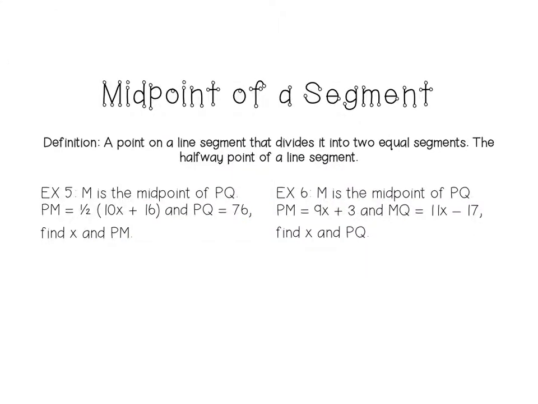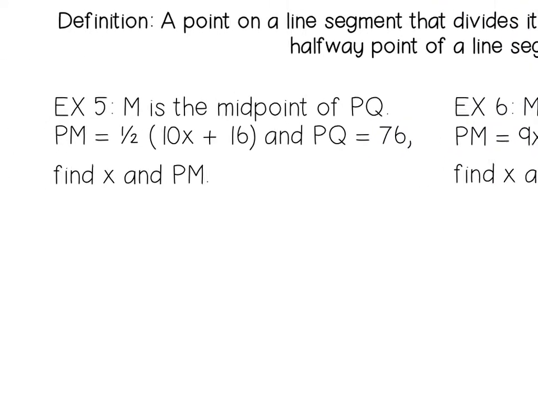The last part of this lesson is going to be talking about midpoint of a segment. The midpoint is just a point on a line segment that divides it into two equal parts, or the halfway point. So if I have segment AB and C is the midpoint, then this part is equal to this part. So it's kind of the same thing as a bisector, only it's a point instead of a line or a ray. So let's look at example 5.